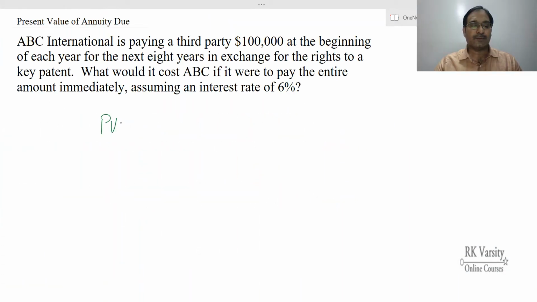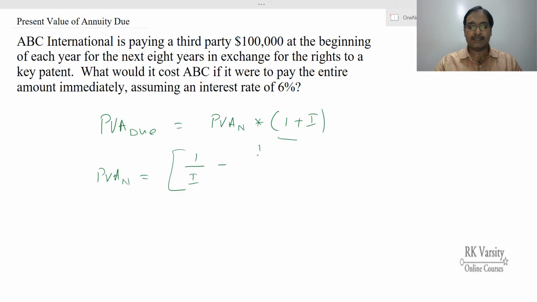Calculating the present value of annuity due equals the present value of annuity at n times 1 plus i, because you are making a payment at the beginning of the period, so we add one more period of interest here. As you know how to calculate the present value of annuity n, this is 1 upon i minus 1 upon i times (1 plus i) to the power of n. Present value annuity due will be present value of annuity n times 1 plus i.